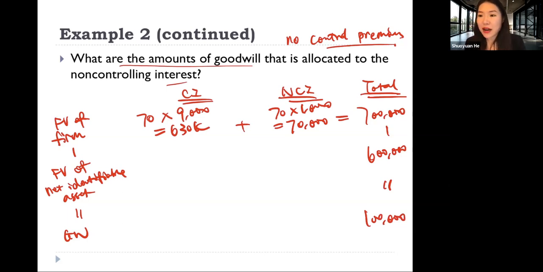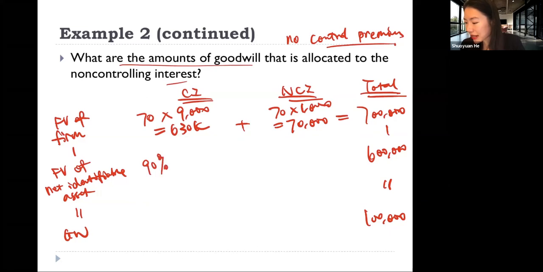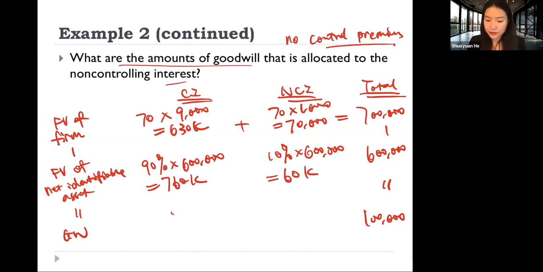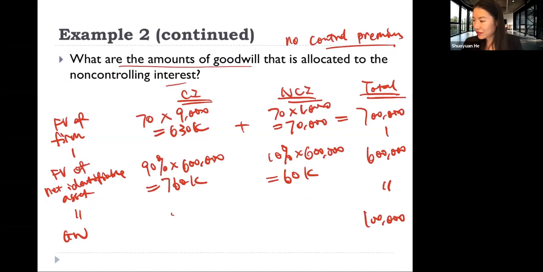The fair value of the net identifiable assets of the firm is allocated according to the ownership percentage between controlling and non-controlling interest. Controlling interest has 90%, so that's 540,000. Non-controlling interest has 10%, so that's 60,000.